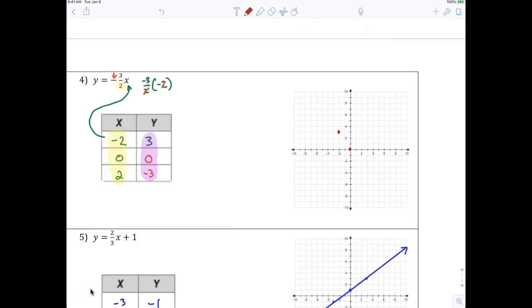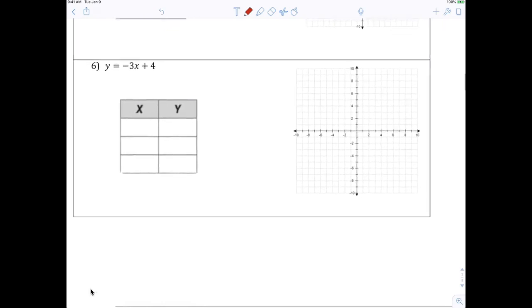And what do you know? They line up in a line. All right? So then just draw the line. Anybody have any issues? Everybody okay with that? All right, let's move on.